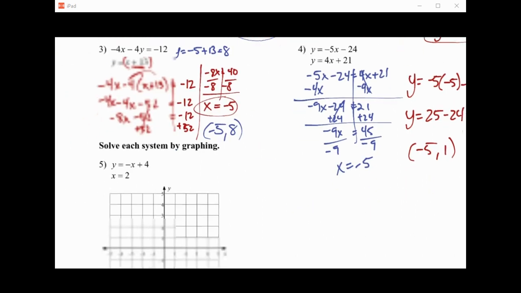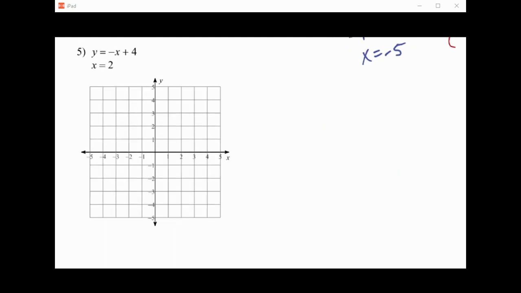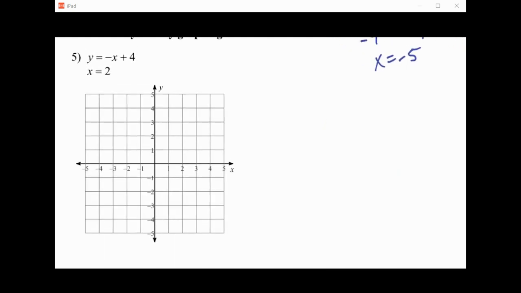Then the last thing is graphing. With the first one, the number by itself is your y-intercept, so you put it on the y-axis. And if there's no number in front of x, it's like a 1. And if it's a whole number, it's over 1. So I'm going to go down 1, right 1, all the way across, because my rise over run is negative 1.